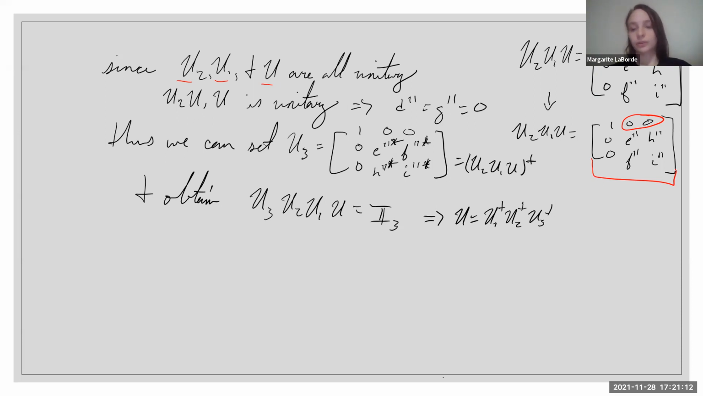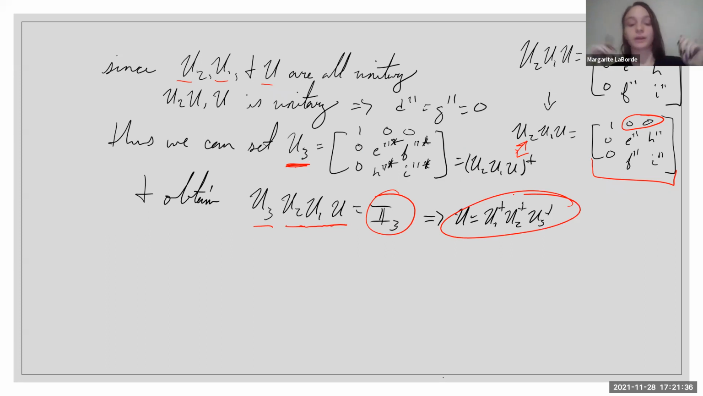And so we can just set our last action to just be the dagger of this guy, right? And so you can check again that U3 times U2, U1, U is going to give you identity, which makes sense because we've literally set this guy to be equal to the dagger of the other one. And then, you know, quick algebra will give you this guy. And so we have now specified how to write an arbitrary 3x3 unitary in terms of 2-level unitaries.